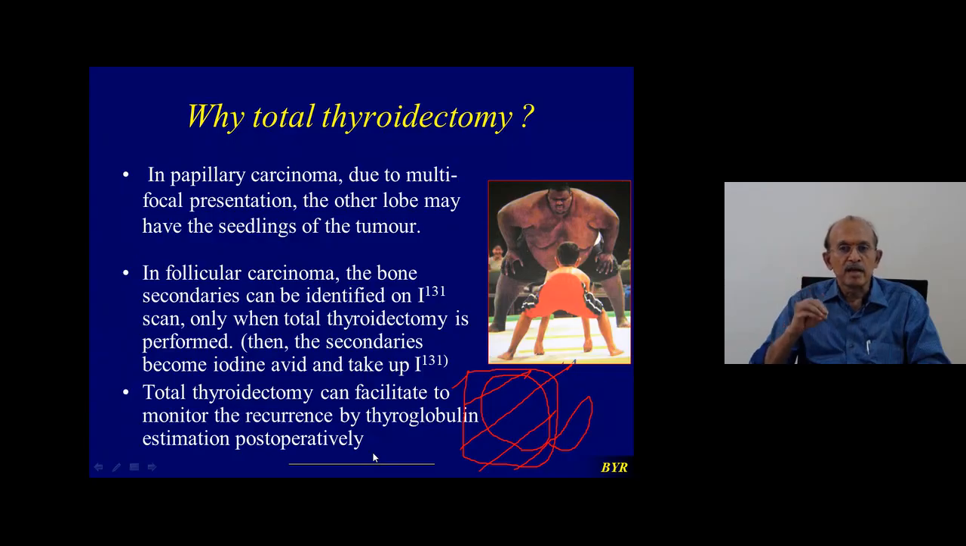So after doing total thyroidectomy, every year you must check for thyroglobulin. If thyroglobulin is elevated, that means the patient is getting recurrence of thyroid cancer. So thyroglobulin is a tumor marker for thyroid carcinoma. This is possible only if you do total thyroidectomy. If you have done hemithyroidectomy, because the other lobe is there, thyroglobulin will be positive.